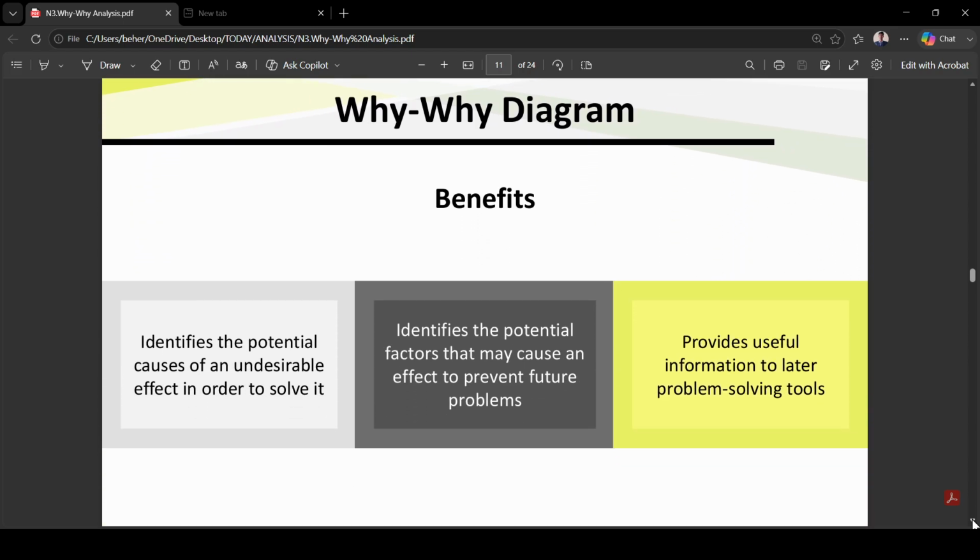Why diagram. So identify the potential causes of an undesirable effect in order to solve it. Identify the potential factors that may cause an effect, to prevent future problems. It provides useful information to later pursue a solving tool.